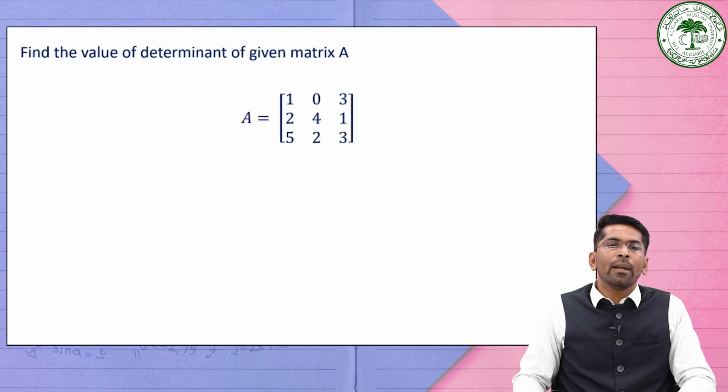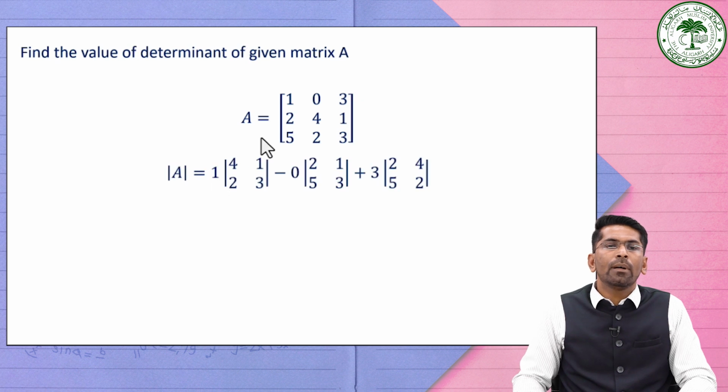Now consider another one. We have a given matrix A, a 3 by 3 matrix, and we want to find its determinant value. We take the first element, that is 1, crossing the first row and first column. What remains is 4, 1, 2, 3. Minus the second element, that is 0, crossing the first row and second column gives 2, 1 and 5, 3. Plus the third element, 3, crossing the first row and third column gives 2, 4 and 5, 2.